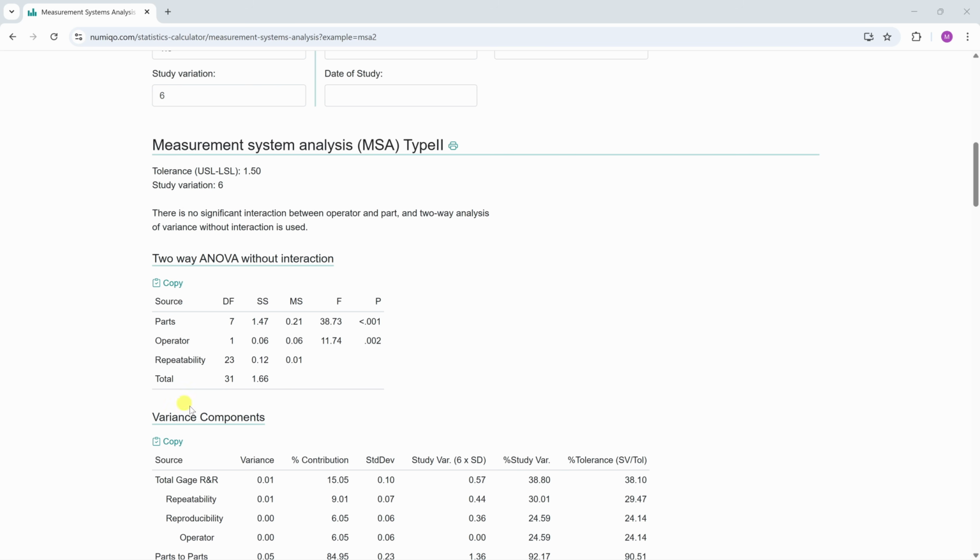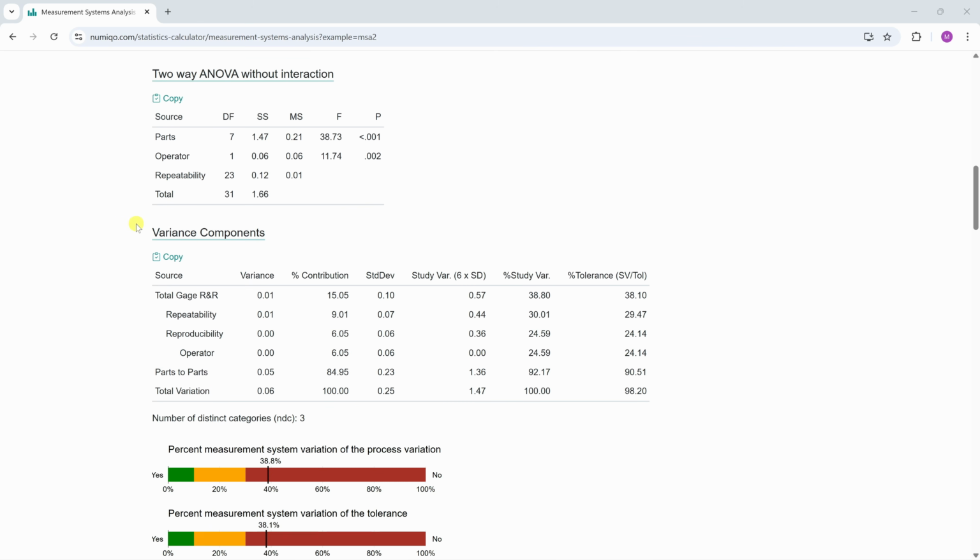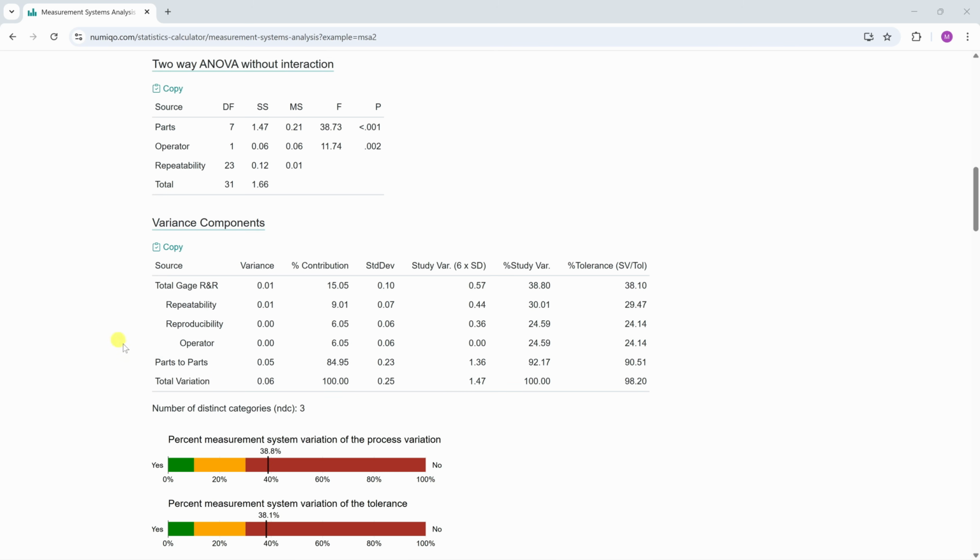Okay, one last point about ANOVA before we move on. There may be an interaction between operator and part, in which case we would have another row in the ANOVA table. In this example, however, we get the following. There is no significant interaction between operator and part, and two-way analysis of variance without interaction is used. So because the interaction is not significant, it is not used in the model. Let's take a look at the next table with the variance components.